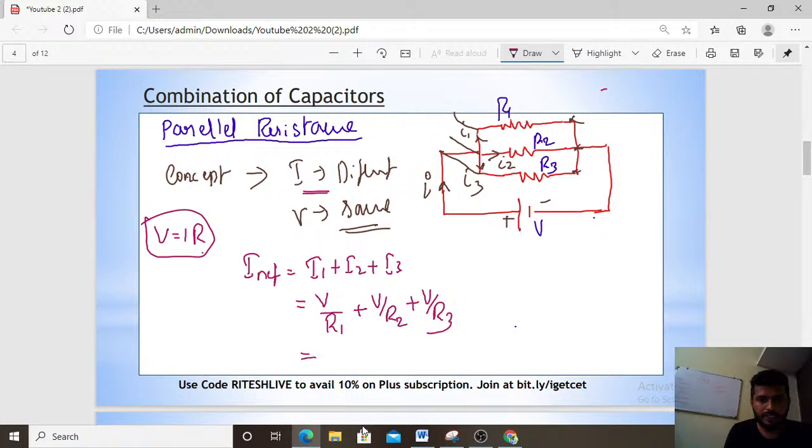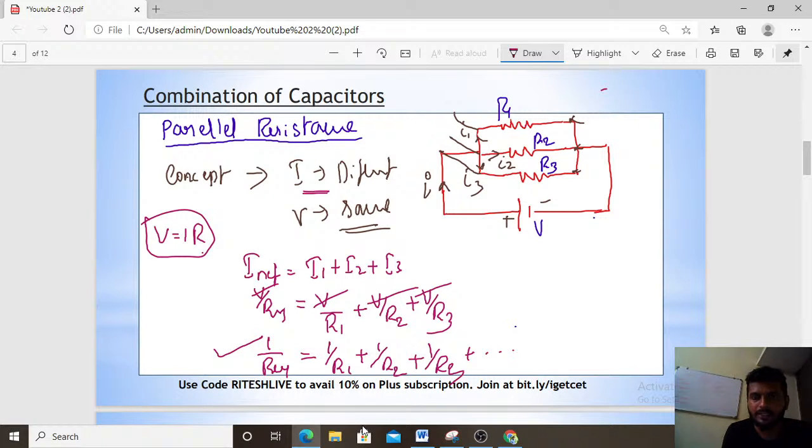Okay, so that I can write here also V divided by R equivalent. So V get cancelled all over. Remaining is 1 by R equivalent is equal to 1 by R1 plus 1 by R2 plus 1 by R3. So this is the equation for R equivalent when they are in parallel. Similarly, you can do when they are in series.